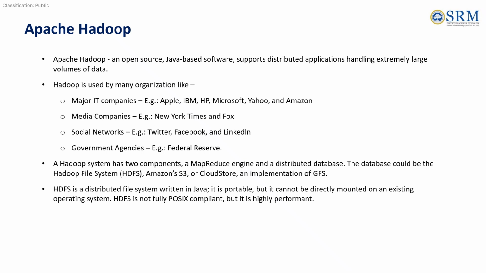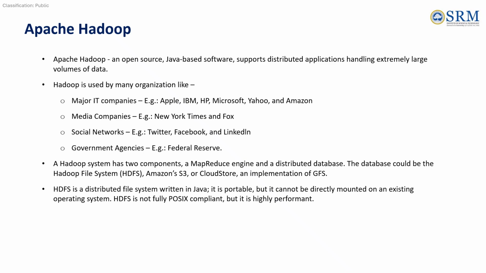Now, let us discuss Apache Hadoop, one of the most widely used frameworks for big data processing. Hadoop is an open source Java based software framework designed to store and process extremely large volumes of data across distributed computer clusters. Many major organizations use Hadoop because it can efficiently manage huge data sets at low cost. Companies such as Apple, IBM, Microsoft, Amazon, and Yahoo use Hadoop for large scale data processing. It is also widely used in media companies, social networks, and government agencies.